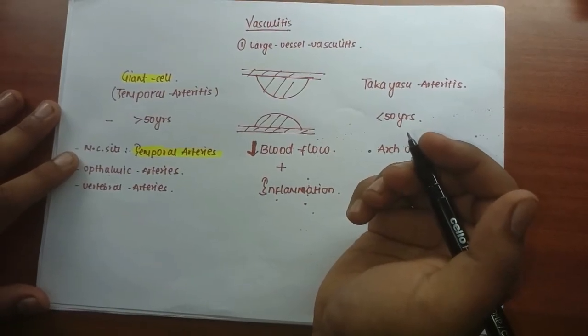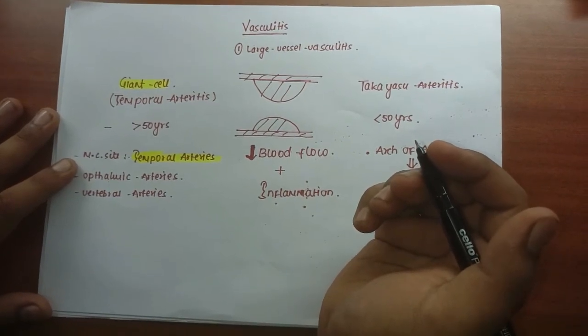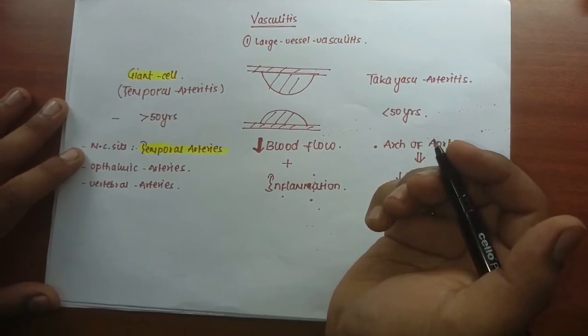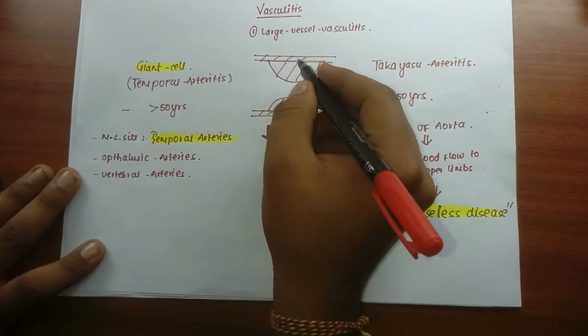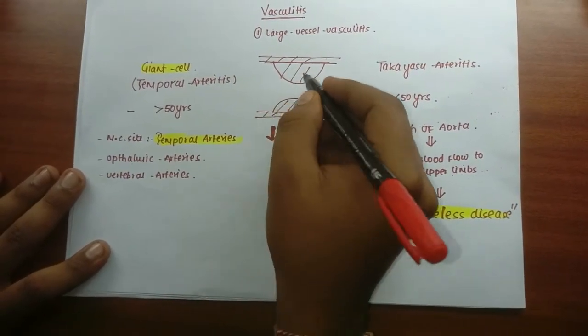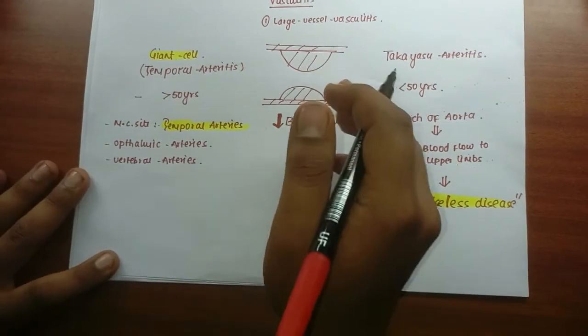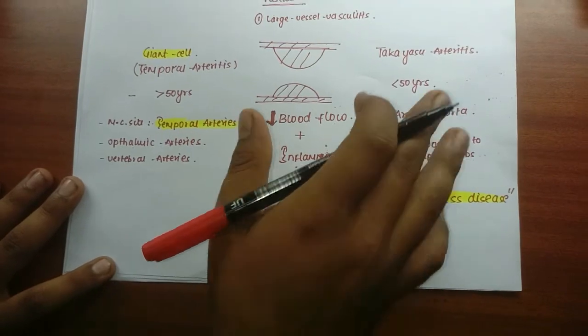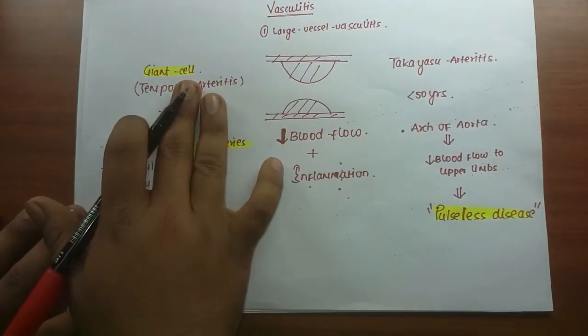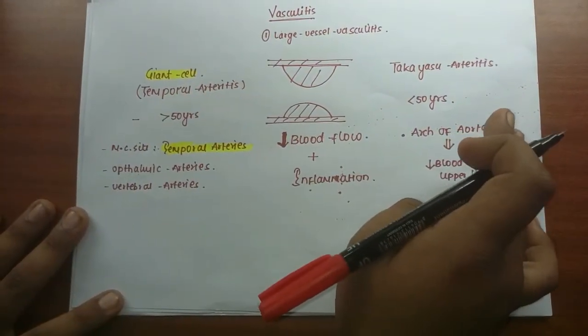Vasculitis on the basis of size of the vessel can be largely divided into three groups: large vessel vasculitis, medium vessel and small vessel. In large vessel vasculitis, since the vessels are very large, the clot formed cannot occlude the blood vessel completely. So the symptoms here are mainly due to the decreased blood flow and the inflammation of the blood vessel. Here the two main types are giant cell arteritis and Takayasu arteritis.